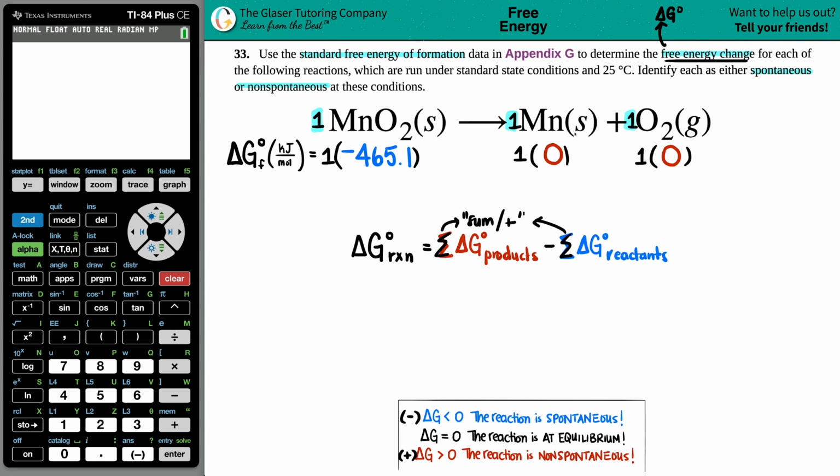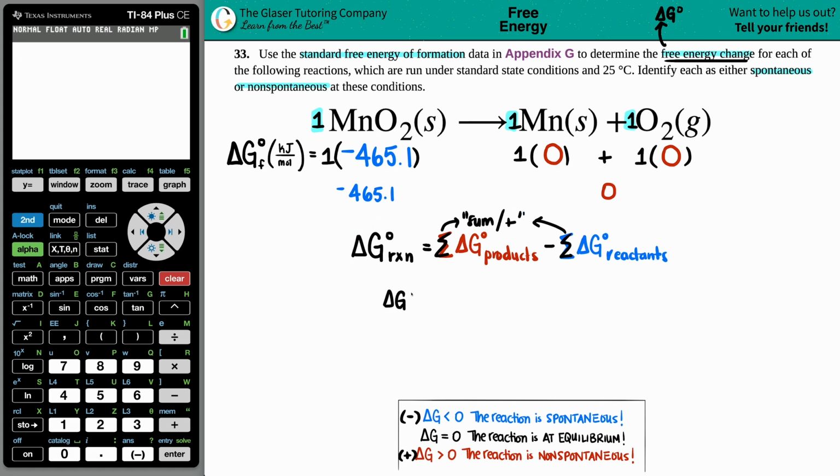Now we have to sum them up. Keep in mind, this is Mn solid plus O2 gas. So it's this value plus this value. But 0 plus 0 is 0. So the total on the right side is 0, and the total on the left side would be the negative 465.1. Now, let's just plug it in and solve.